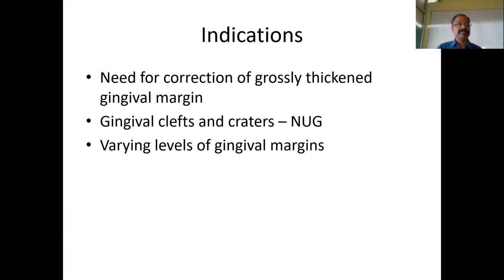The second one is gingival clefts and craters as a result of necrotizing ulcerative gingivitis. Whenever there is necrotizing ulcerative gingivitis, it creates clefts and craters. So it looks unaesthetic, and it is also a site conducive for accumulation of bacterial biofilms. The third indication is varying levels of gingival margins. When you need to create bilateral symmetry, you can do a gingivoplasty procedure.